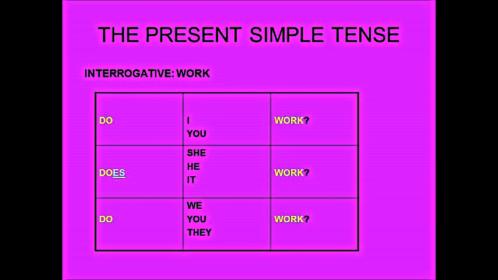Do I work? Do you work? However, in the third person singular, we need to add ES to this verb. Does he work? Does she work? Does it work?